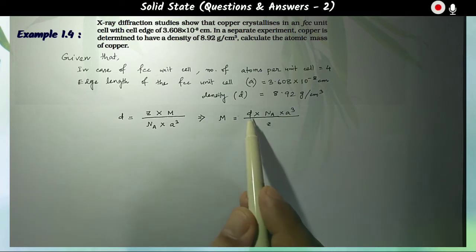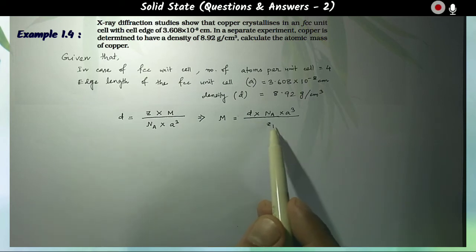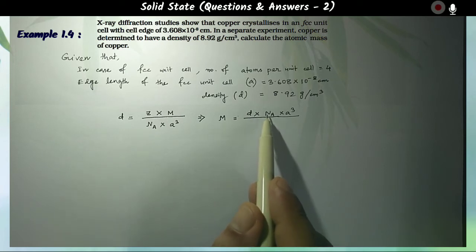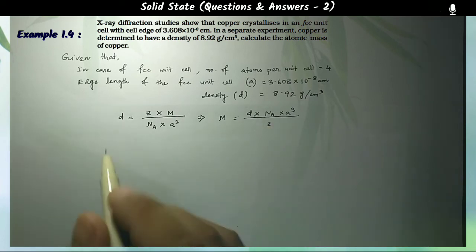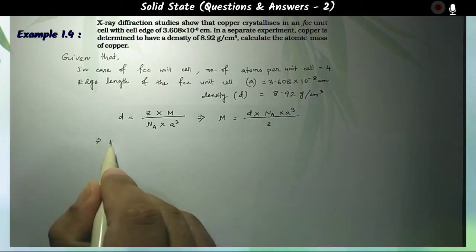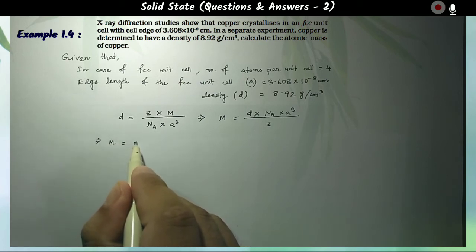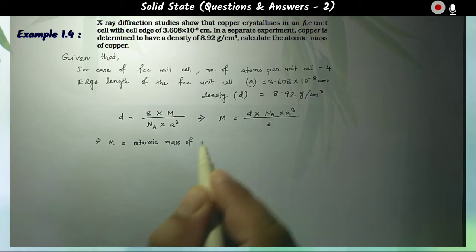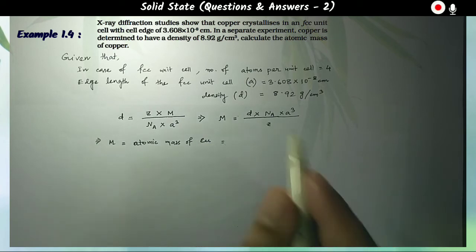So we have already the values of small d, that means density, volume, and also the number of atoms present inside that unit cell. So we have to just put the value here, because we already know the value of the Avogadro number is 6.022 into 10 power 23. So we have to just put this value here. Thus M is equal to, what does M represent? M represents the atomic mass of copper.